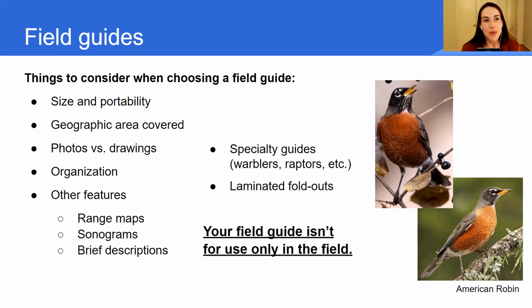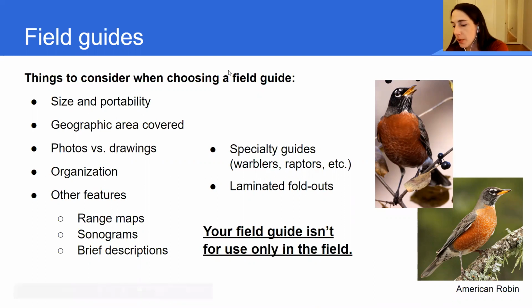Some have sonograms, which we'll talk about a little more in part 2. A sonogram is a visual representation of the song of the bird. They might take a little bit of adjusting in order to be able to read them, but they're really helpful. You can see at a glance whether a call is a whistle or a trill or a harmonic call. Again, more on that in part 2. And most useful field guides will have brief descriptions of the birds as well.